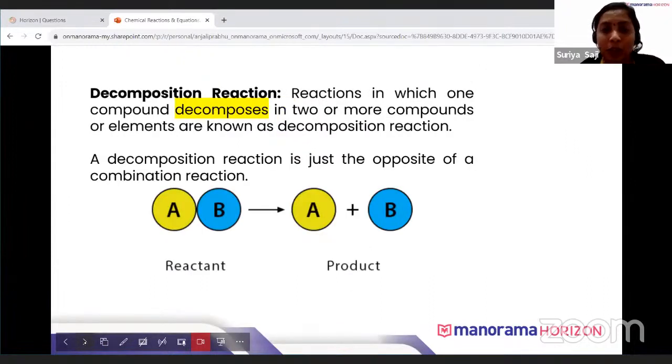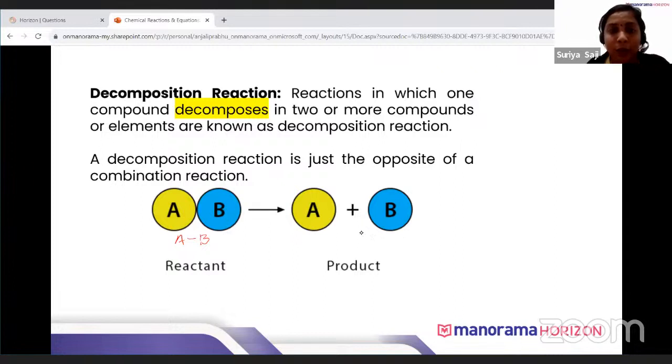In a decomposition reaction, what will happen is this AB, that is a reactant, AB, we can mention this as A bonding with B. So AB decomposes to A and B. We will get two different products, A and B. So that is known as a decomposition reaction. In a decomposition reaction, a compound decomposes to smaller products. So this is a decomposition reaction.